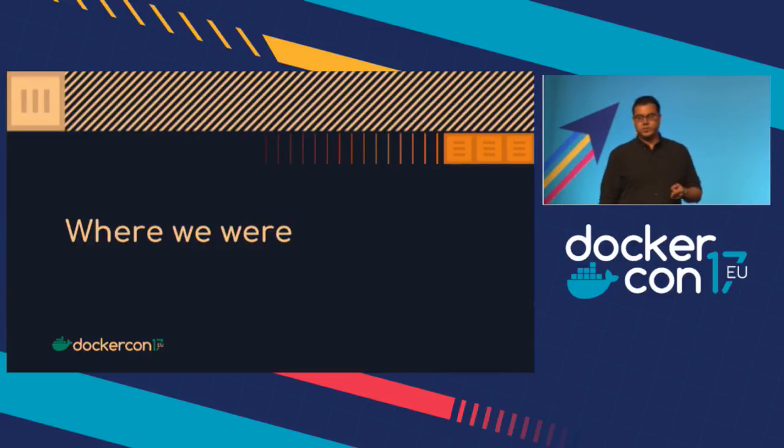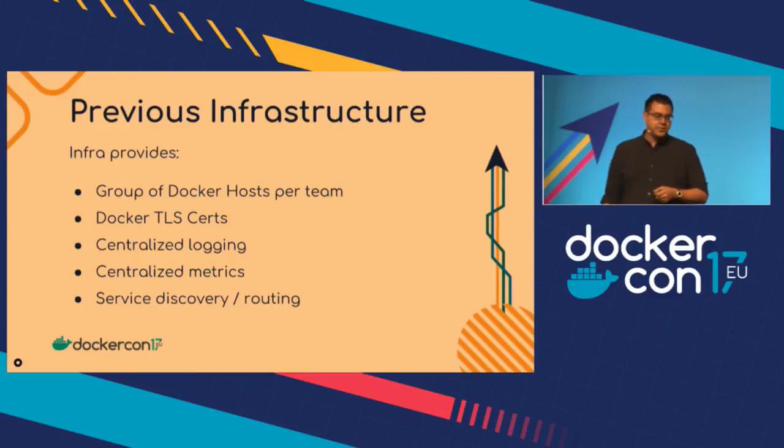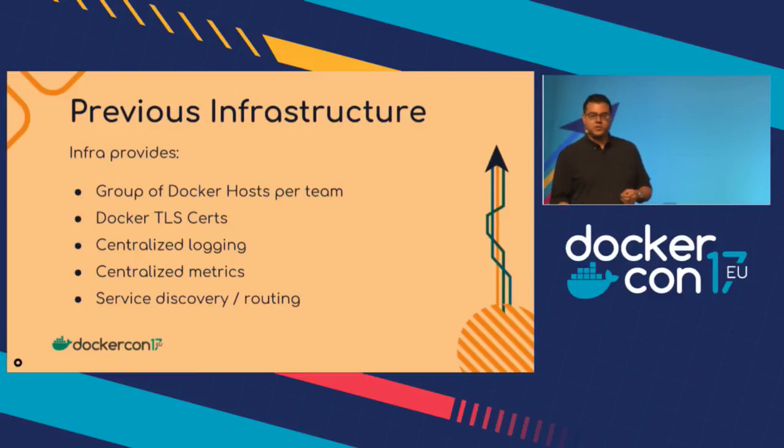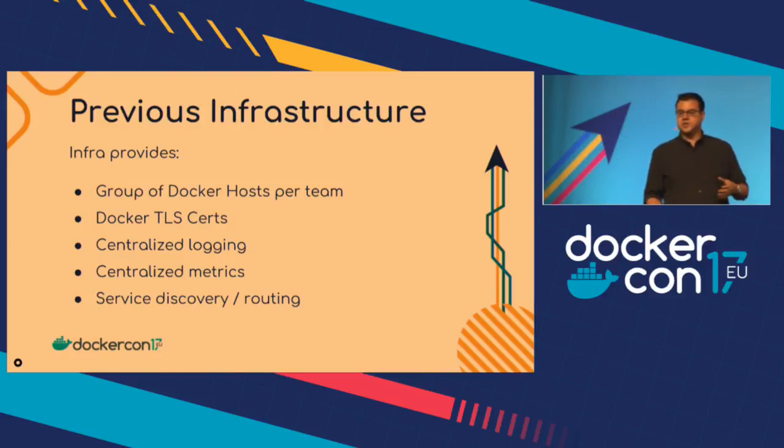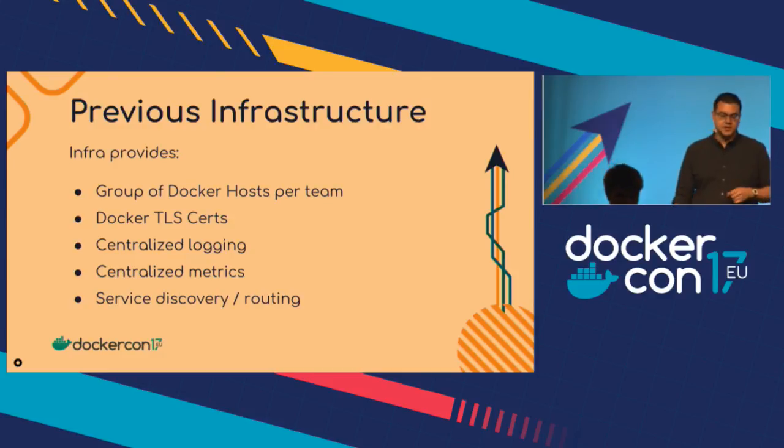Let me tell you a little bit about where we were. In the past, what we provided for our teams was a group of Docker hosts running Docker Engine, and we gave a set of hosts to each team. Because we don't give them SSH access, we gave them TLS certs for the Docker API, which lets them securely connect and do deployments.